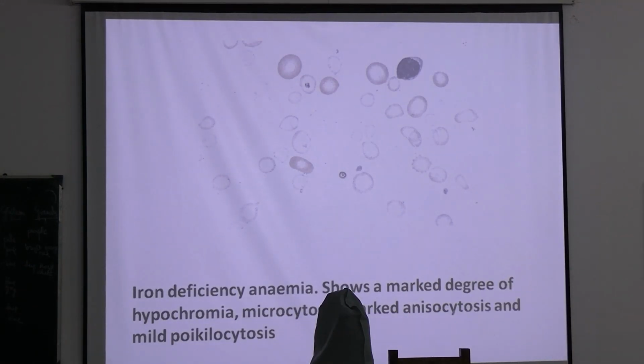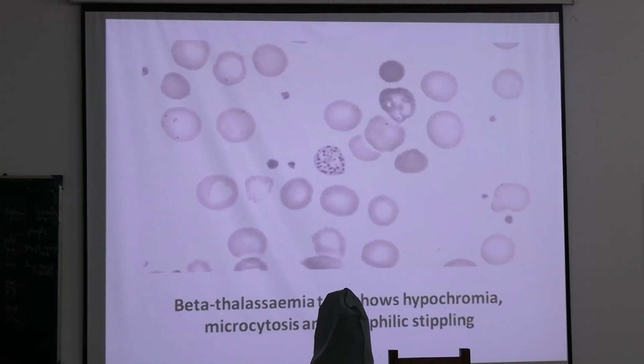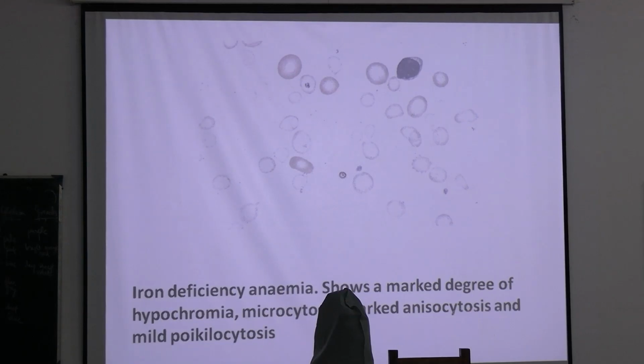And in beta thalassemia trait, the RBCs are more or less of uniform shape. Is it clear? I can show you the RBCs present here in beta thalassemia trait. You can see the RBCs, maybe they are microcytic and hypochromic, but they are not varying in size. While in case of iron deficiency anemia, the sizes of RBCs are too much differing. Clear?